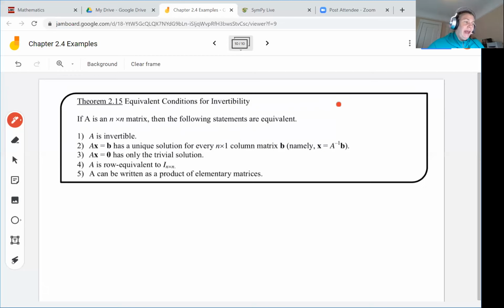Okay, in the next video, we're going to look at how we can do factorization with lower and upper triangular matrices.